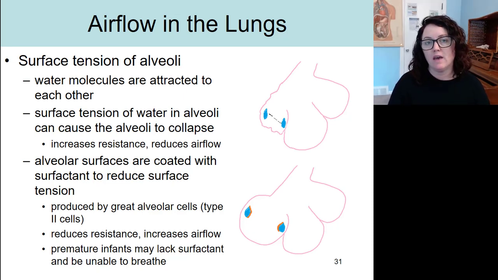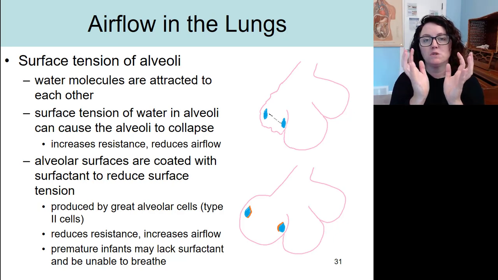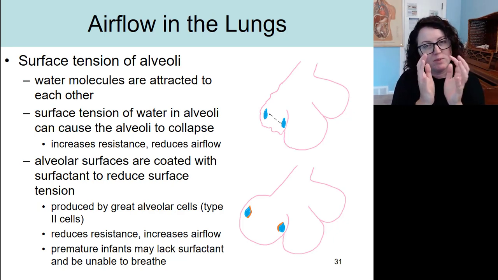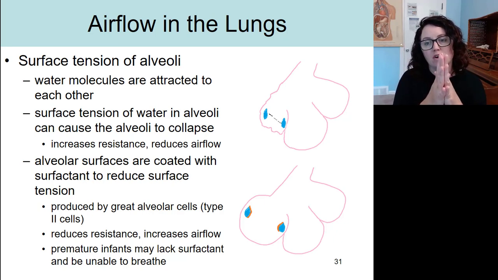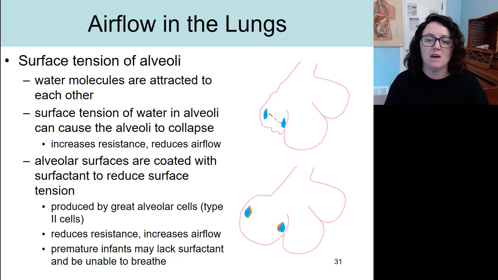When we exhale, those alveoli get smaller, and the water molecules that are across from each other in these alveoli can attract, and that can cause the alveoli to collapse. And a collapsed alveolus means we're going to have high resistance and reduced airflow.